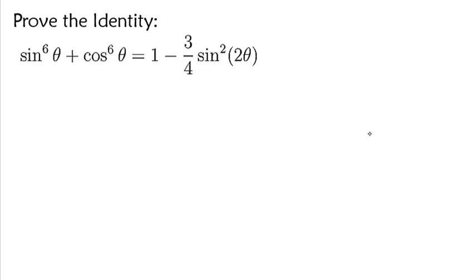Alright, so let's prove this identity. We have sine to the power 6 plus cos to the power 6 is equal to 1 minus 3 over 4 sine squared 2 theta. So what I'm going to do is this. First of all, we are working with the left-hand side.